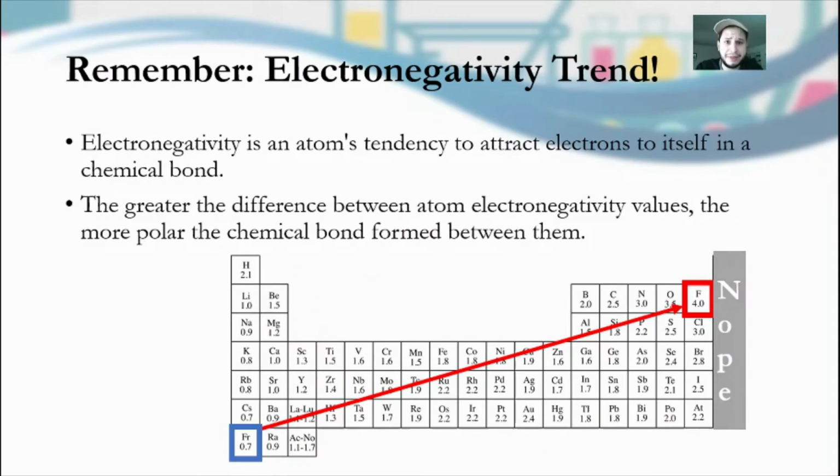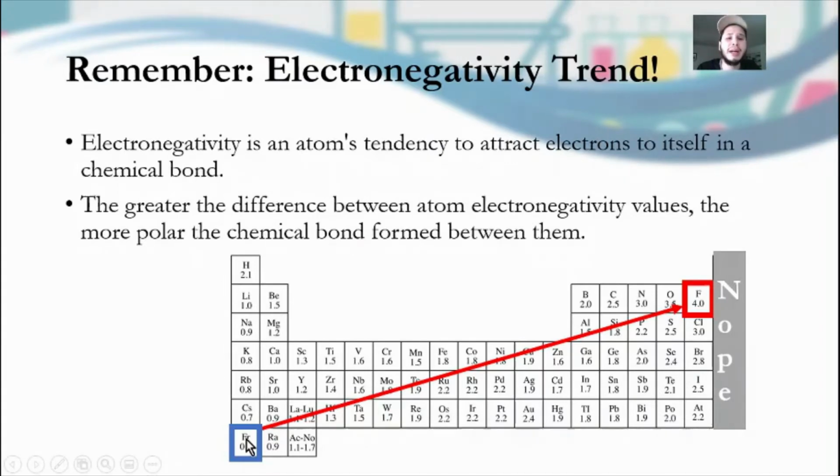Remember the electronegativity trend from Unit 2? It's a good idea to review the electronegativity trend because it's going to be super helpful in determining whether bonds are polar or not. Remember that electronegativity is an atom's tendency to attract electrons to itself in a chemical bond. And the greater the difference between atom electronegativity values, the more polar the chemical bond formed between them.